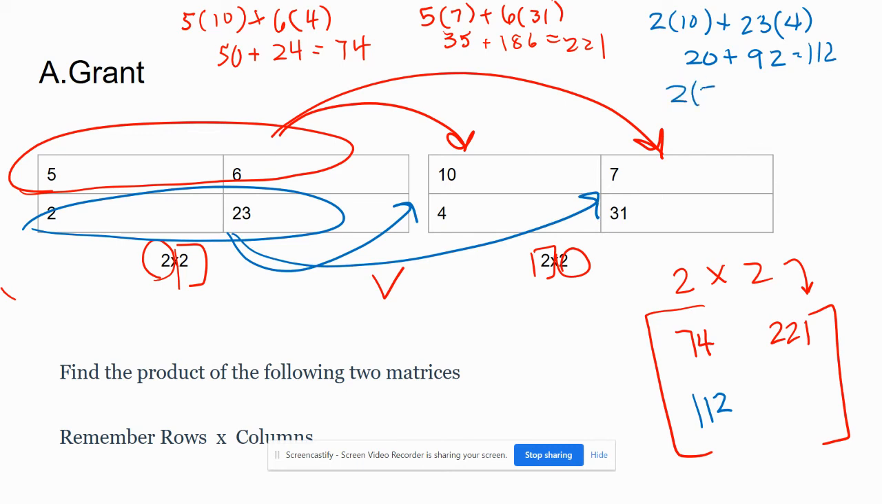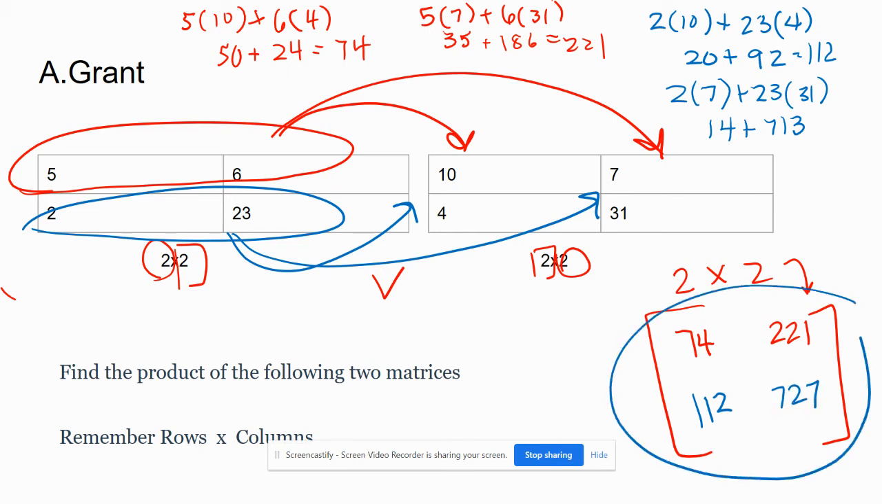Then we've got to do it to the second column. So 2 times 7 plus 23 times 31. So that's going to be 14 plus 713. Then I add that to that 14 and get 727. And so this is the answer when you have the product. So multiply, because remember, product means multiply.